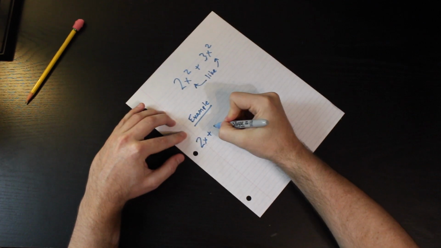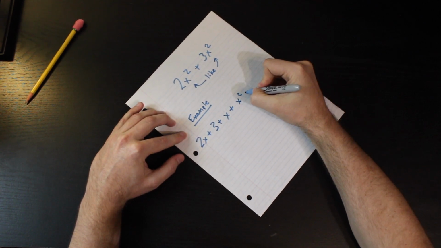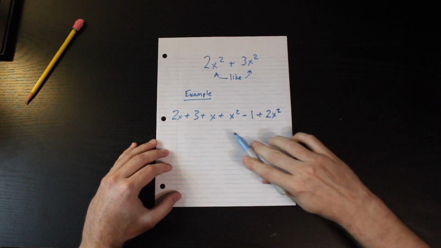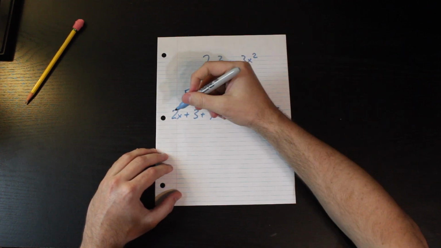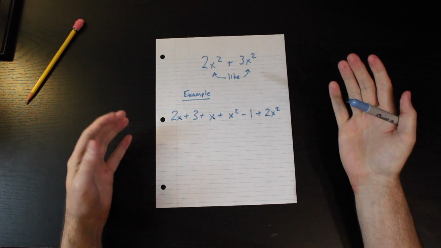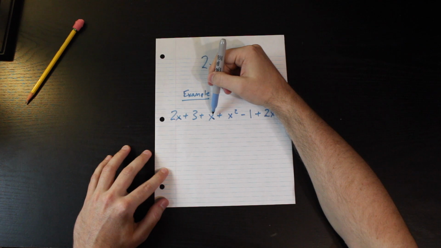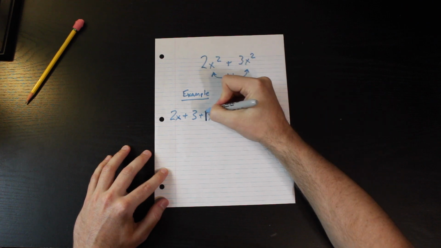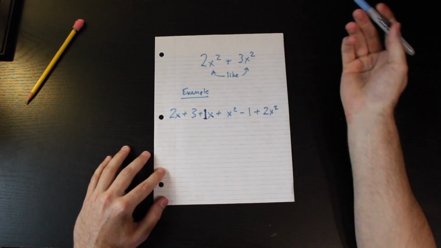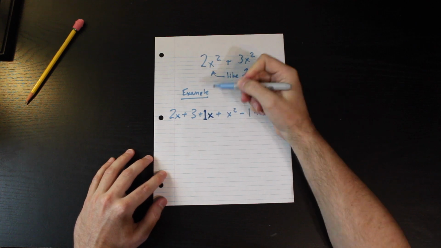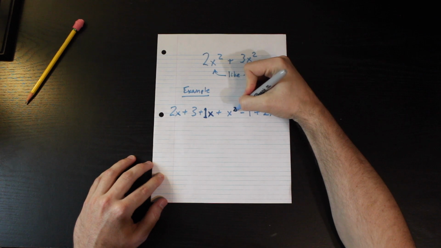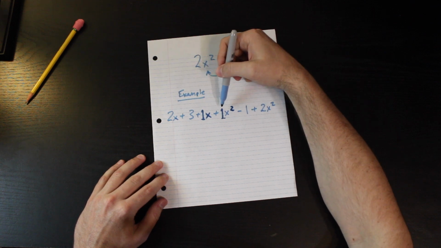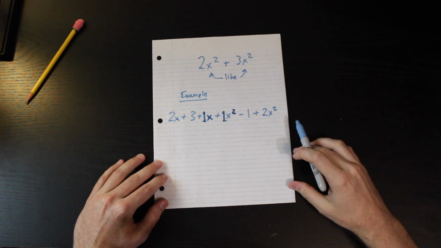2x plus 3 plus x squared minus 1 plus 2x squared. The first thing I like to do when I see problems like this is to write any missing constant parts of variable terms. What do I mean by that? Look at this x. It stands all by itself. But it can be thought to have an implied 1 beside it. 1 times anything is just itself. So let's write in a 1 here. The same thing holds true for this x squared. So now the equation reads 2x plus 3 plus 1x plus 1x squared minus 1 plus 2x squared.